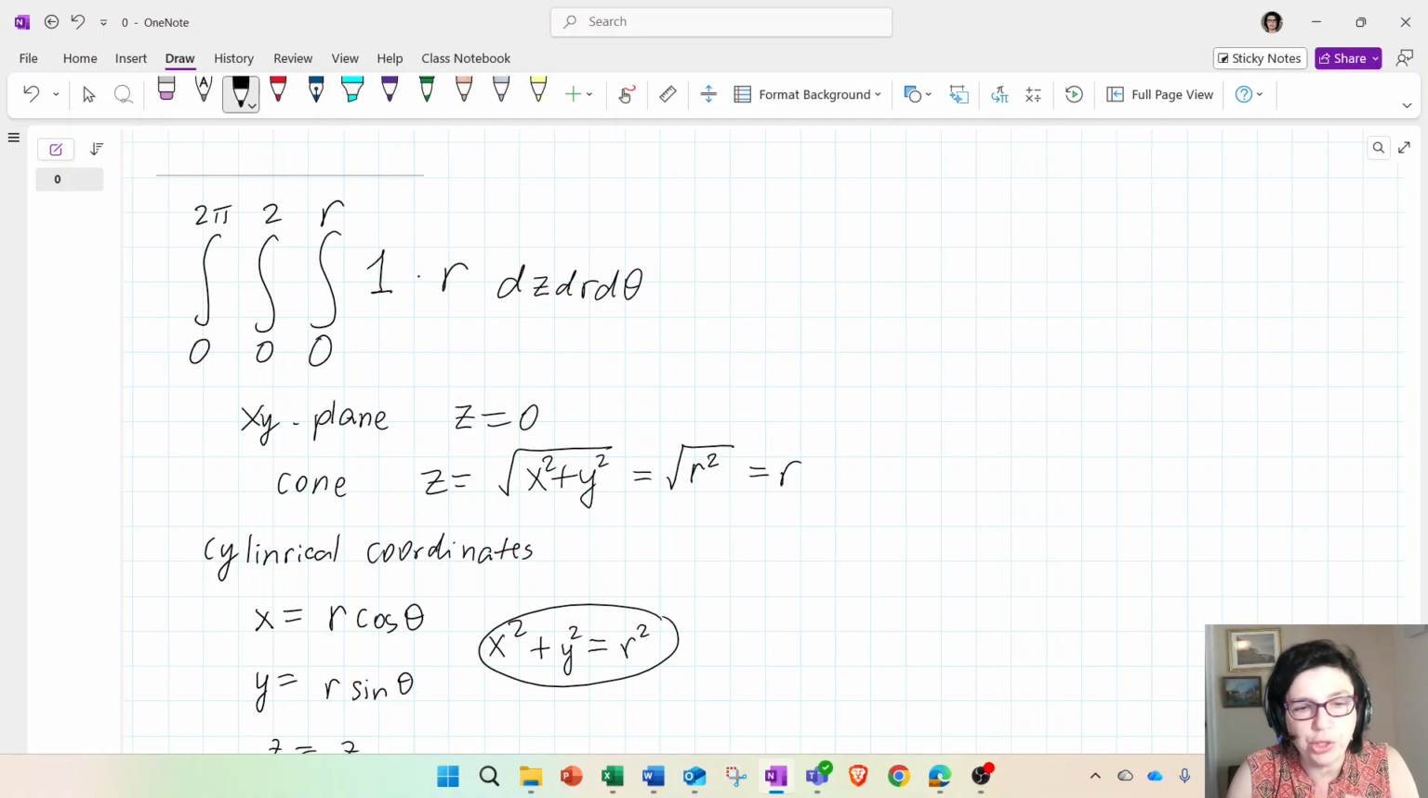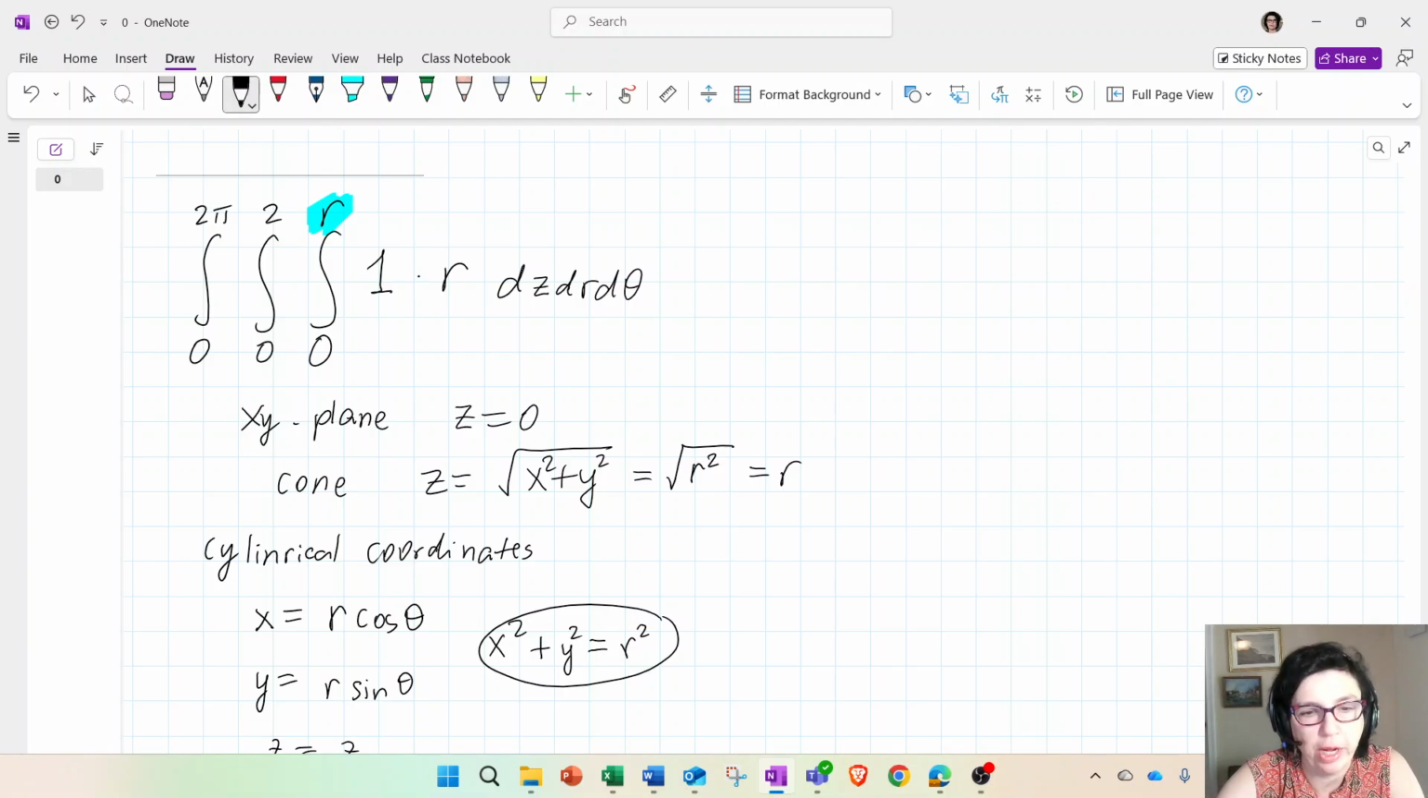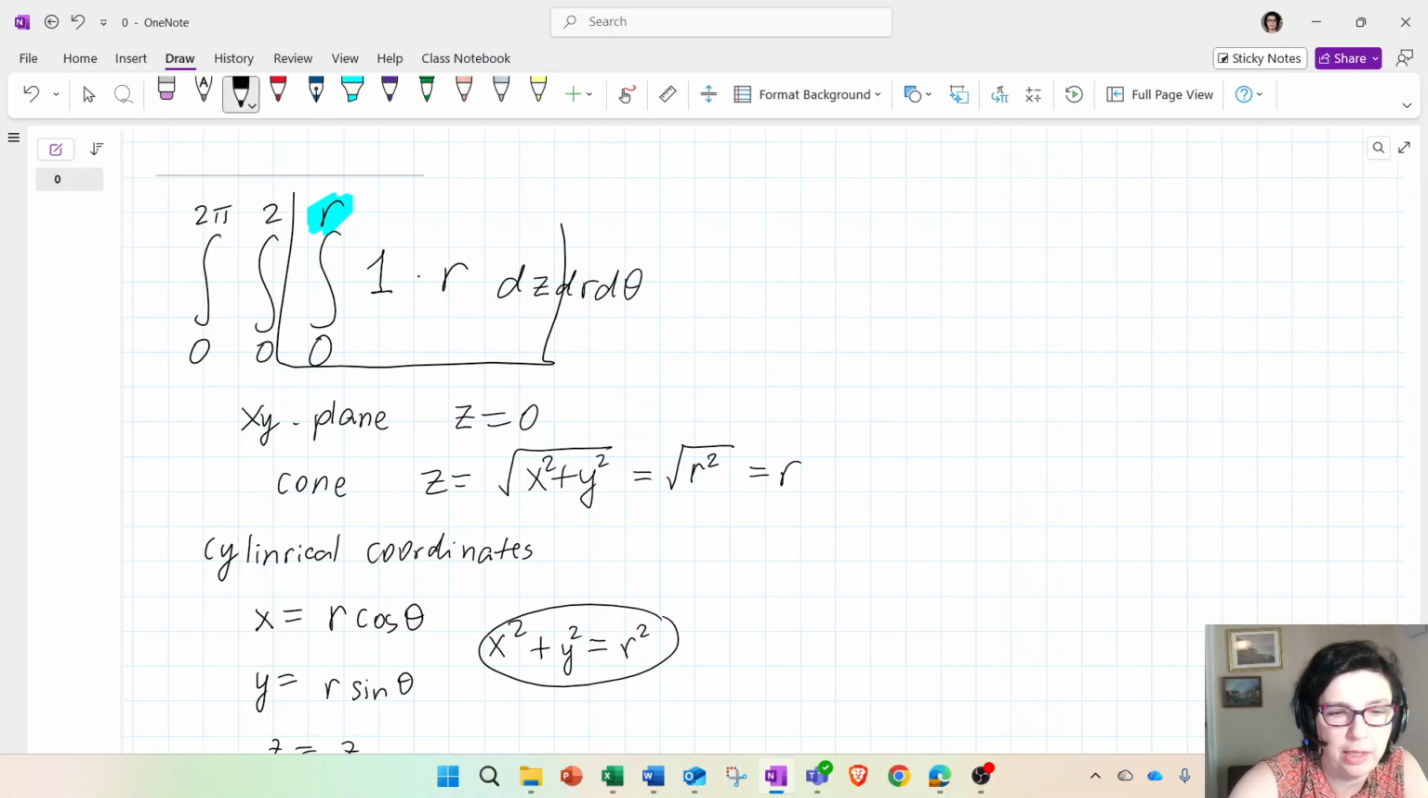Now, also what has to happen is the limits must all be numbers. However, in this case, when you look at this right here, this is not a number, that's a variable. What that means is that you cannot split this integral right away. You must first integrate the inside integral, the z integral. And then once you do that, then you can split. So let's go ahead and do that.